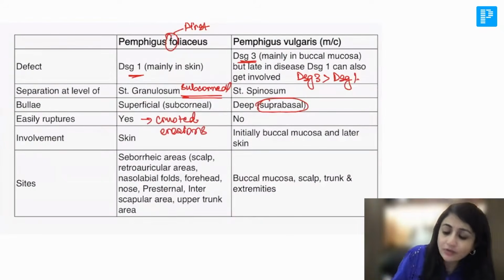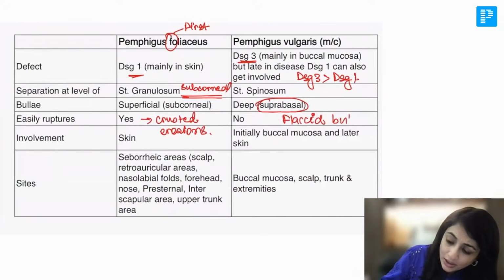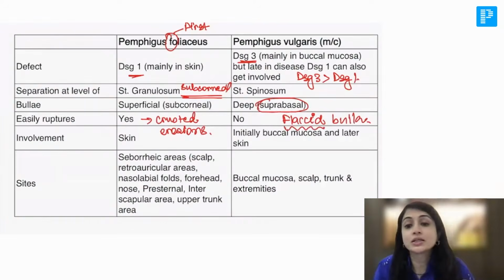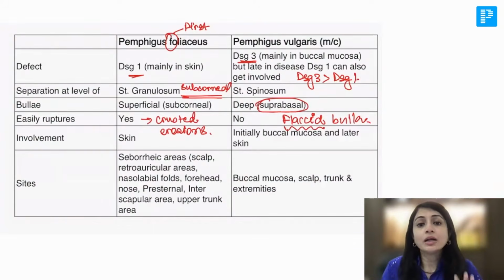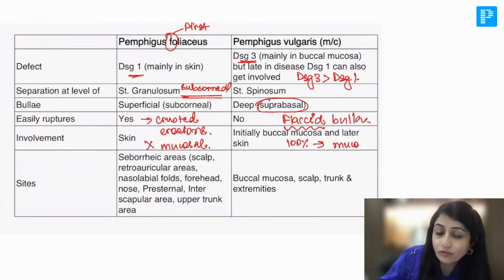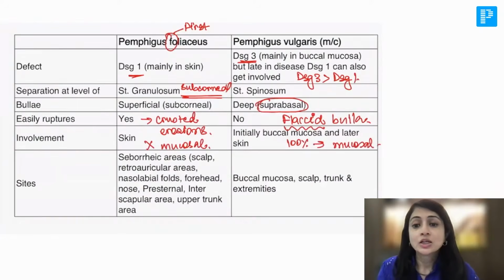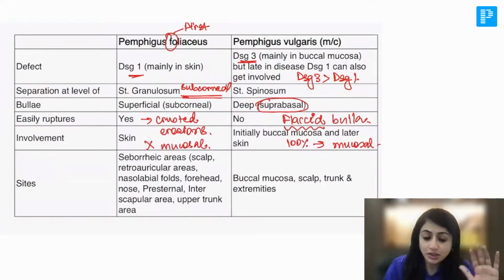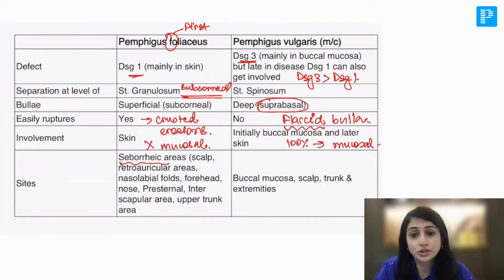Whereas in pemphigus vulgaris, you see flaccid bulla. Flaccid bulla is very, very typical of pemphigus vulgaris, right? In pemphigus foliaceus, you see skin involvement, but there is no mucosal involvement. Here, in 100% of cases, you would see mucosal involvement, right? So mucosal involvement, if present, think of pemphigus vulgaris. No mucosal involvement, crusted erosions in seborrheic areas, think of foliaceus, right? So pemphigus foliaceus and vulgaris, this is very, very classical. So this is how you differentiate.